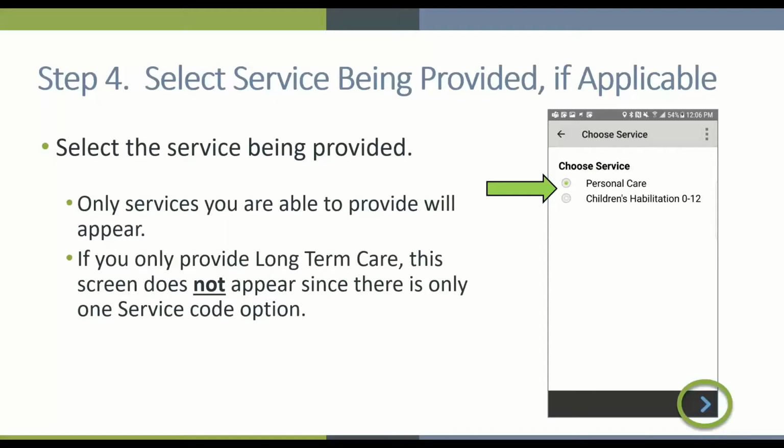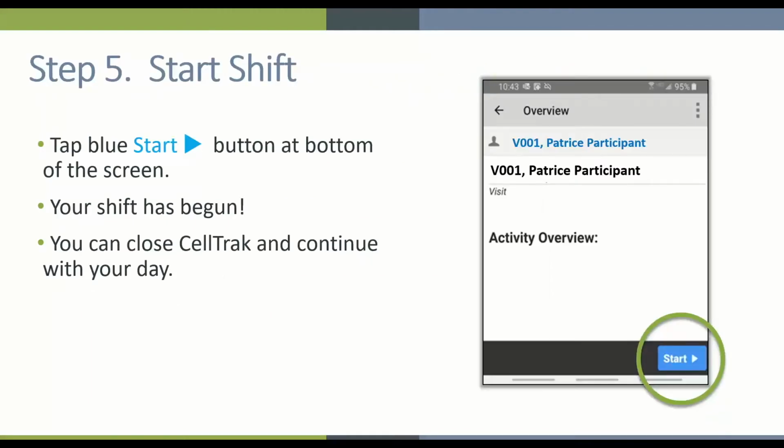Now, as applicable, only the services that you are able to provide will appear. So if you only provide long-term care, there's only one service code option, so this entire screen will not appear. For some of you, that might mean you skip this and go right to Start Shift. So you tap Clock In, you select the participant. If needed, you select the service, and then you tap Start. Now, this is when the shift begins. This is when location is captured per the Federal 21st Century CARES Act, so you can begin your shift and deliver services.